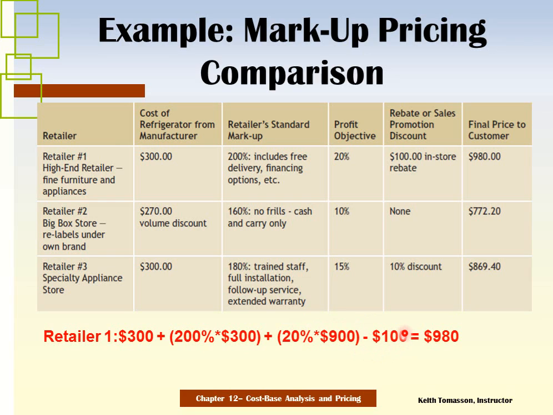And they also offer a $100 in-store rebate. So if we subtract the $100, the final price to the consumer for retailer one is $980.